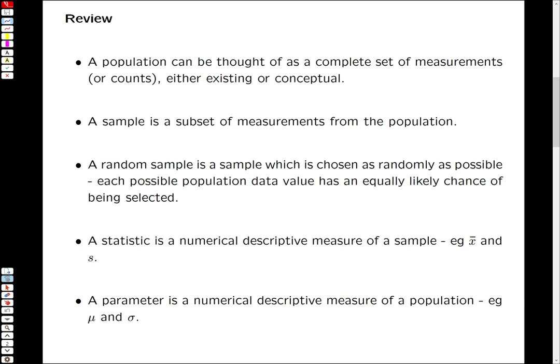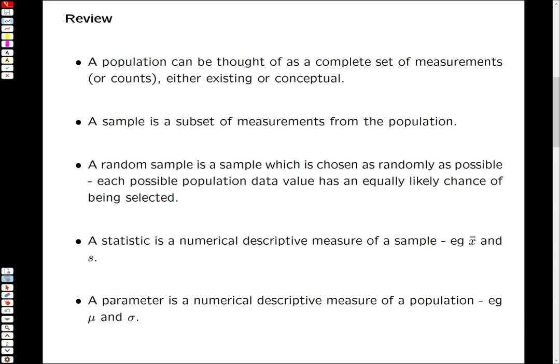A statistic is a numerical descriptive measure of a sample. In other words, the mean and the standard deviation for your sample. We use X bar and S for that. And a parameter is the same numerical descriptive measure for a population. Here again, the population mean and population standard deviation. Parameters come from populations. Think P, population, P for parameter. And statistics go for samples. S for statistics, S for sample. That's how you remember it.